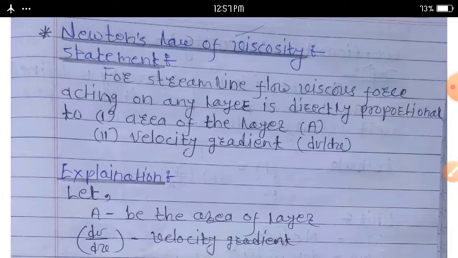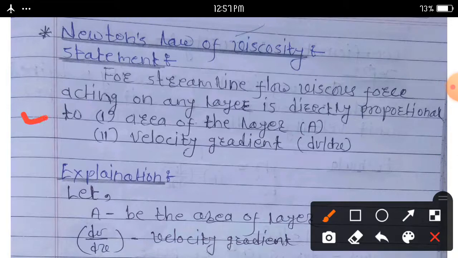What is the statement of Newton's law of viscosity? Statement: for streamline flow, viscous force acting on any layer is directly proportional to, first, the area of the layer, denoted by A, and second, the velocity gradient, that is dv upon dx. Repeating the statement: for streamline flow, viscous force acting on any layer is directly proportional to the area of the layer and the velocity gradient.